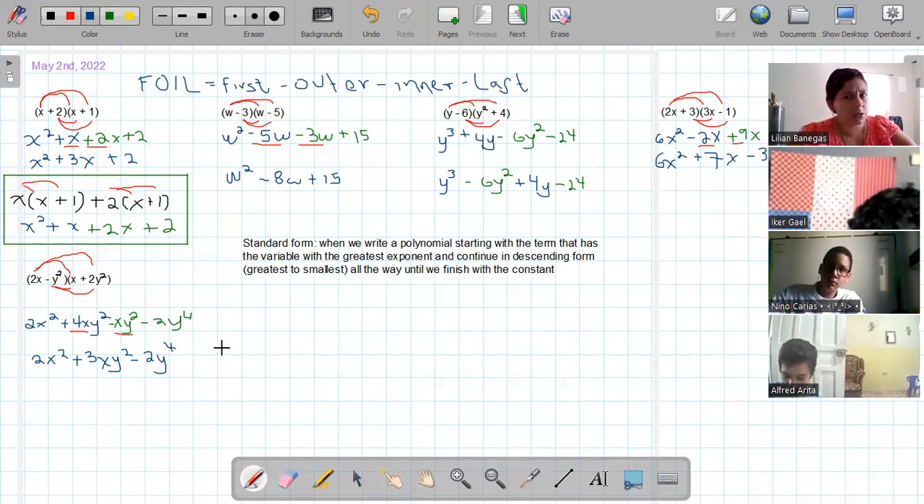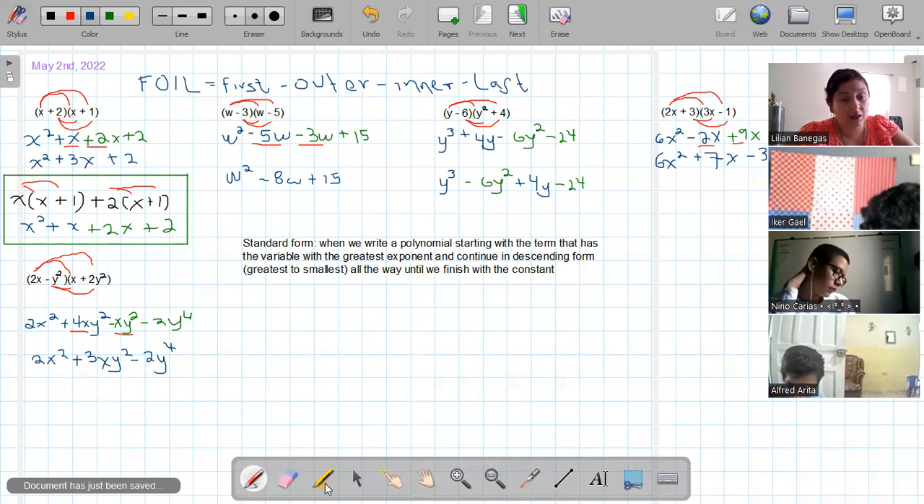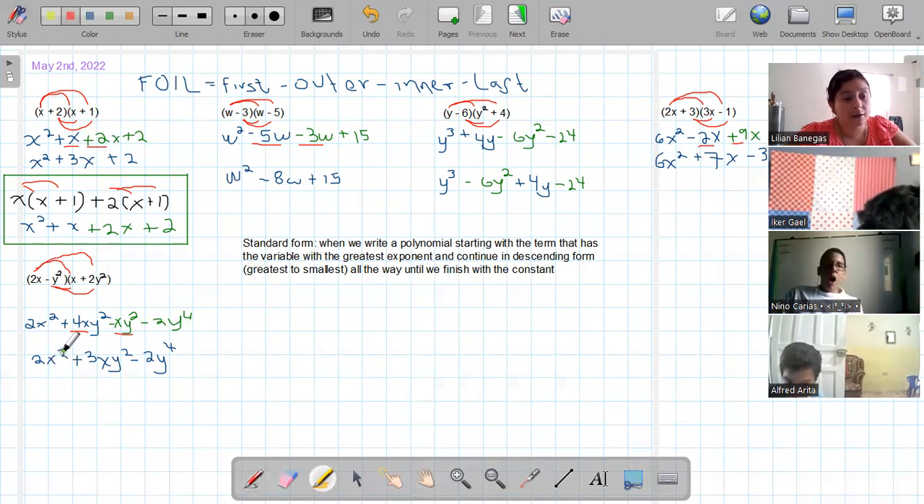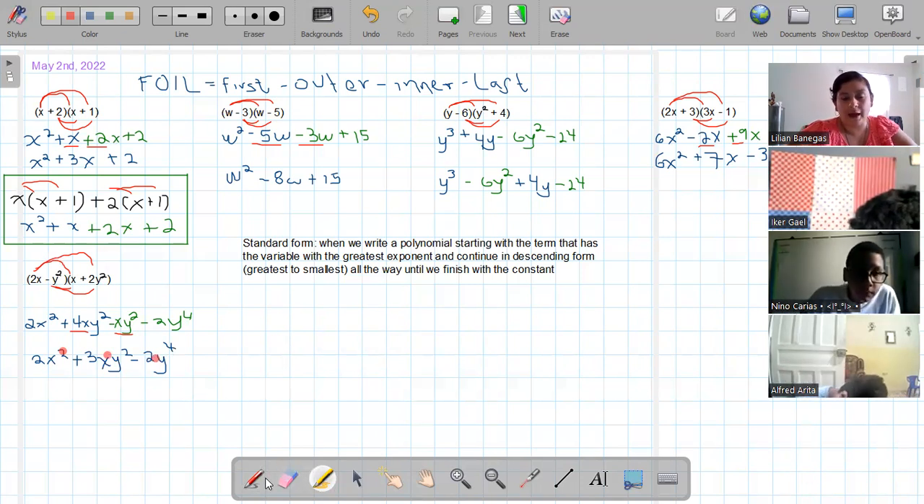Question, is this written in standard form? Yes or no? Yes, it's written in standard form, but maybe you might ask, but why, if you said that we start with a term that has the variable with the greatest exponent? Well, because we go alphabetically and x goes first, then y. So if you can see, the x is actually in standard form. Exponent 2, exponent 1, no variable x.